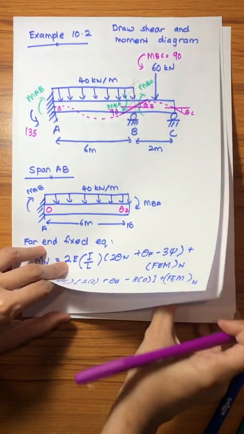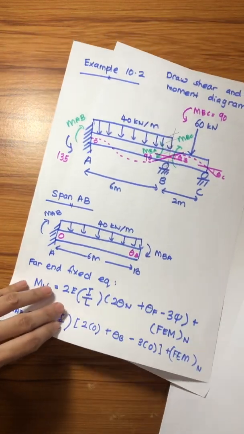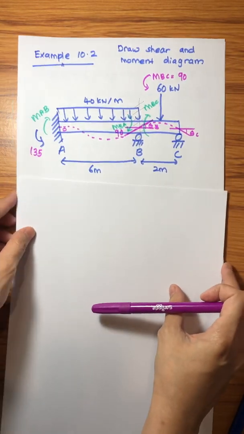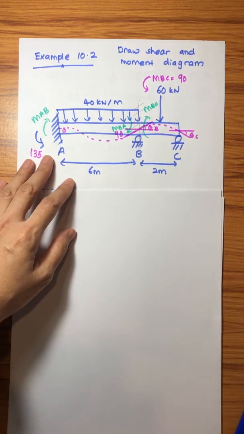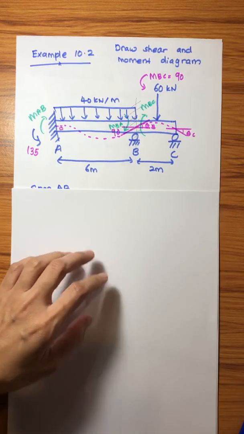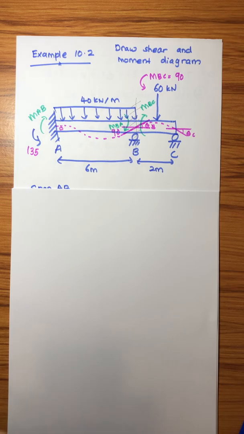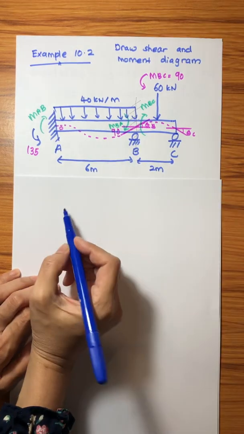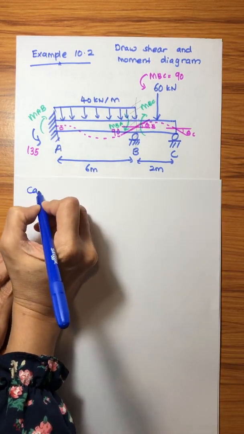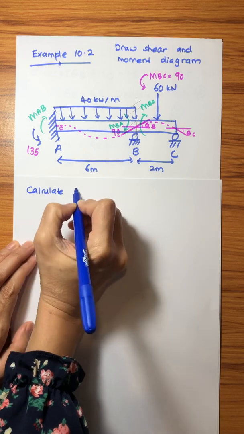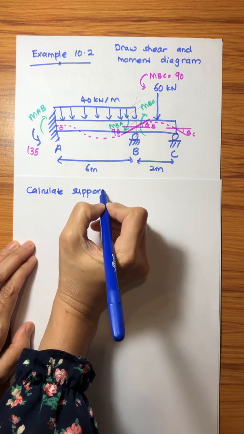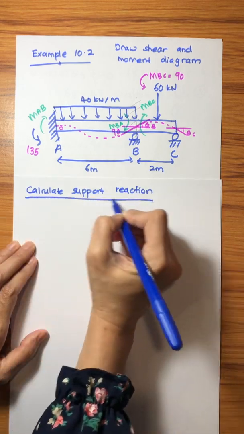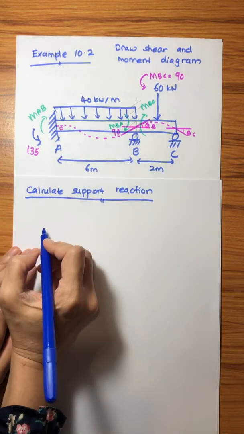Next, we are going to calculate the support reactions for A, B, and C. How to do it? How to calculate? Okay, like this. Separate the span. Okay, calculate each separately. Span AB.